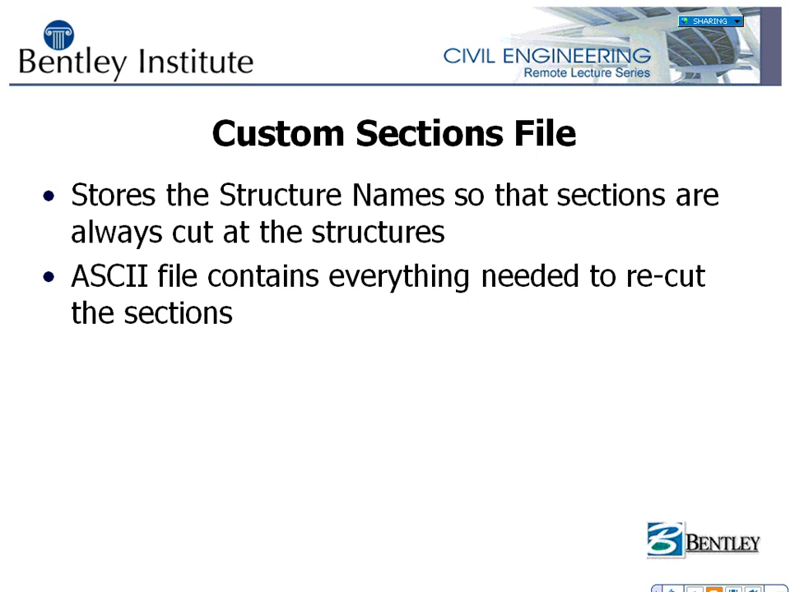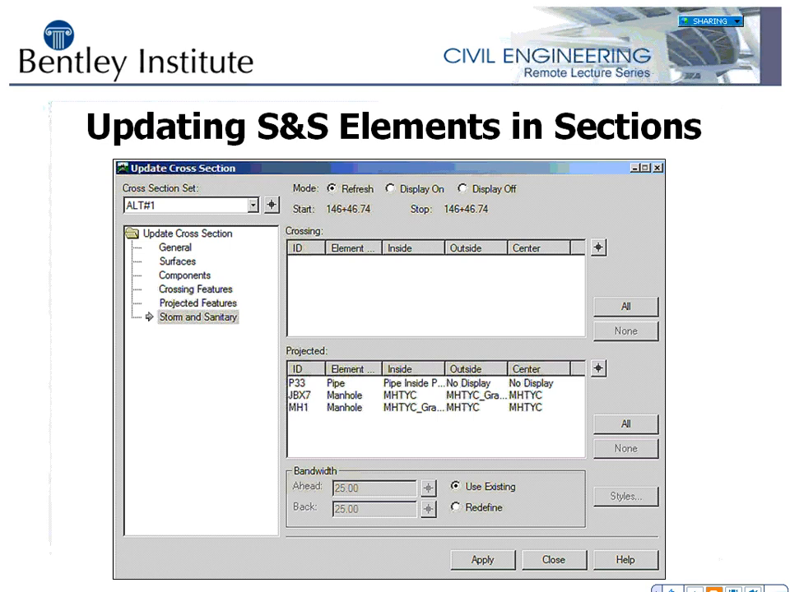Okay, once you get these structures in your cross section, then you may need to go back and update them because things have changed. Or you just need to go back and make sure they're depicting exactly what you want to show in those cross sections. And you do that by using the same update cross section command as you use for updating surfaces, components, crossing features, projected DTM features, which by the way is a new enhancement to 8.7, the projected DTM features, and the storm sanitary features.